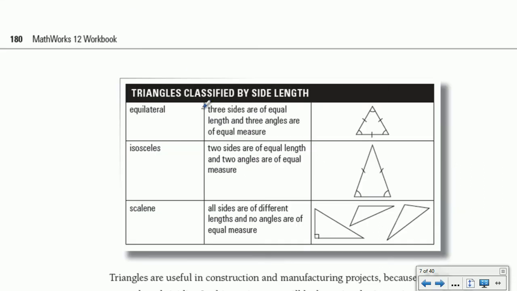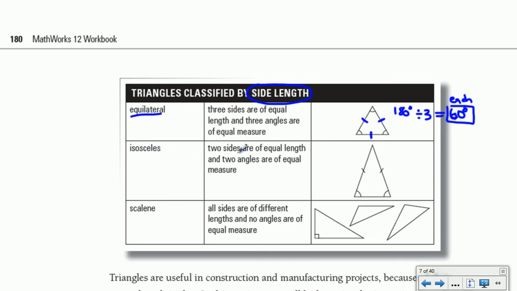Okay, next, classified by side length. There are equilateral triangles, so those are ones where we have three sides that are equal length and three angles of equal measure. So each one of these lengths is the same, and each one of these angles is the same. So given that all the angles add to 180, if you split that evenly among three angles, they each are 60 degrees in an equilateral triangle.